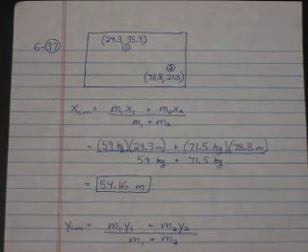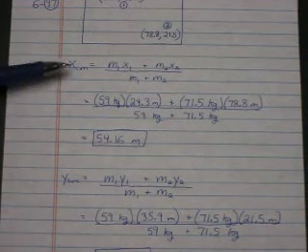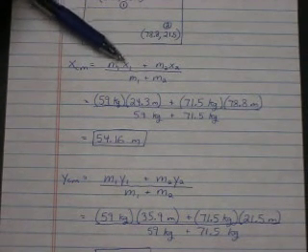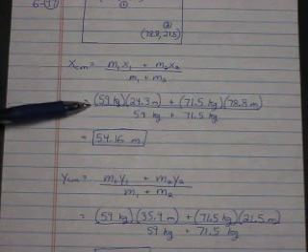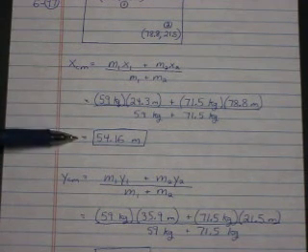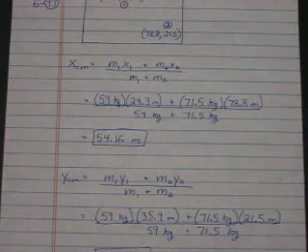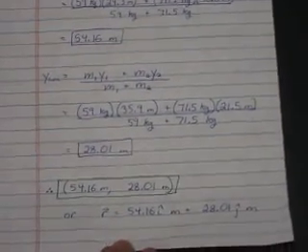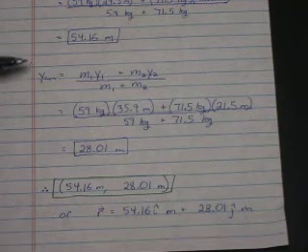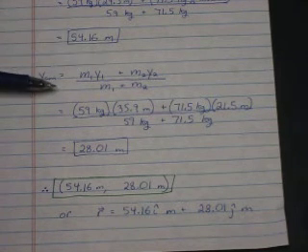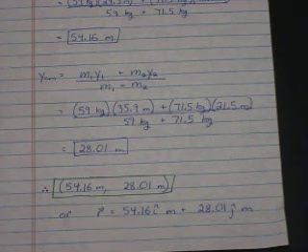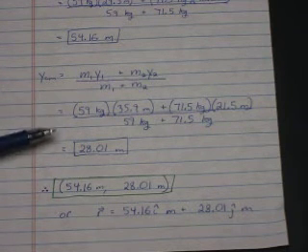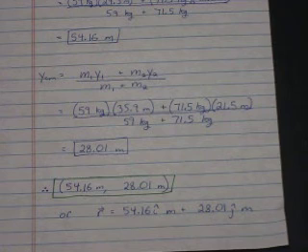So let's find the x center of mass. Then we'll go on to find the y center of mass. X center of mass is m1x1 plus m2x2 divided by the sum of the masses. We substitute in those values, and we get 54.16 meters. Now, for the center of mass, the y component, m1y1 plus m2y2 over the sum of the masses. And we substitute in those values, and we get 28.01 meters.